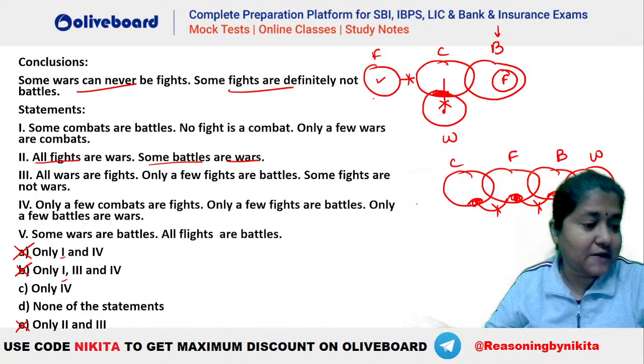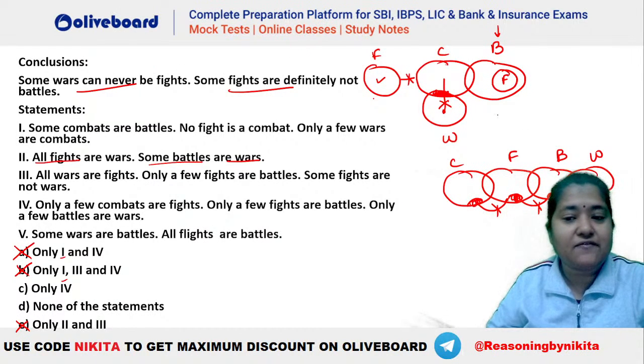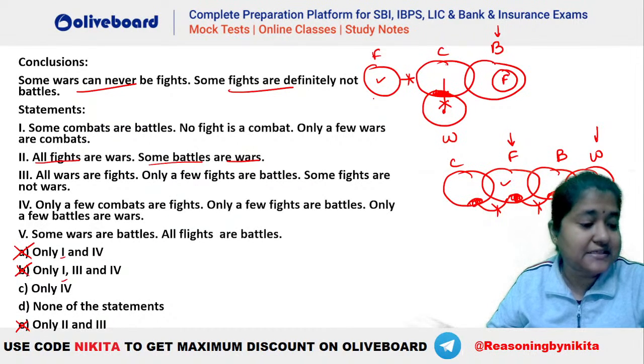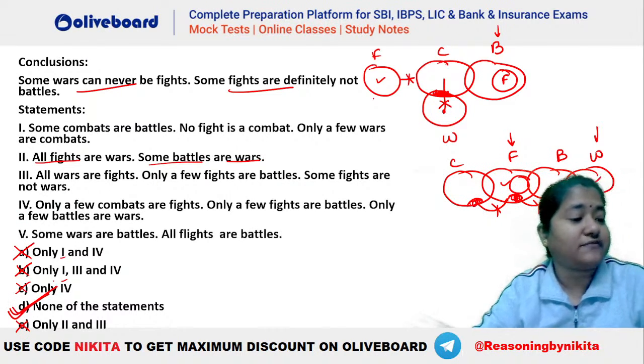Okay, the diagram is made. Now check, some wars can never be fight. Which war should never be a part of fight, guys? You can see war is independent of fight, isn't it? War is independent of fight. That means you can have your war here as well. So there is no negative information between war and fight. That means 4 is also not giving you the answer. So that means the answer has to be none of the statements.